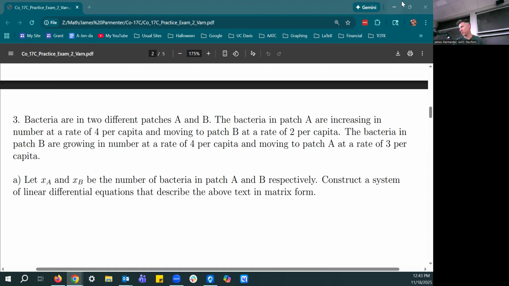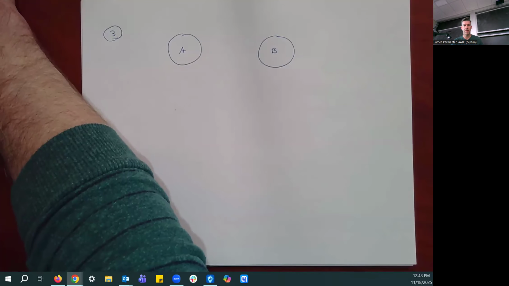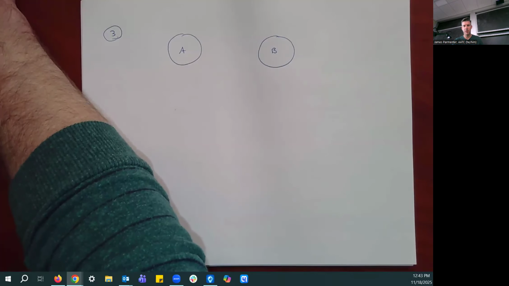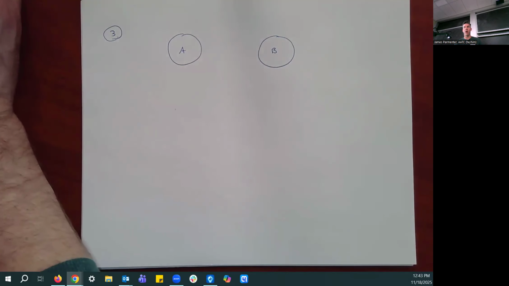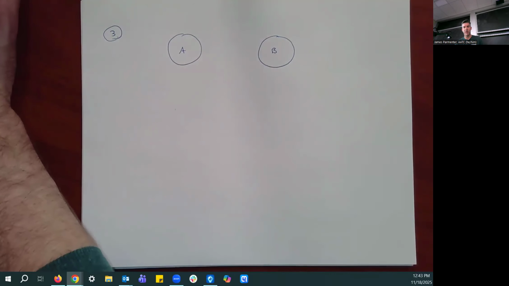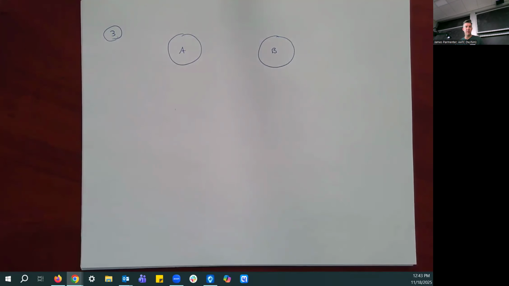I'll take a look and see what we can come up with there. Make sure I've got the right problem over here. So, to me, this screams we need to draw a diagram. Bacteria are in two different patches, A and B. The bacteria in patch A are increasing in number at a rate of 4 per capita and moving to patch B at a rate of 2 per capita.